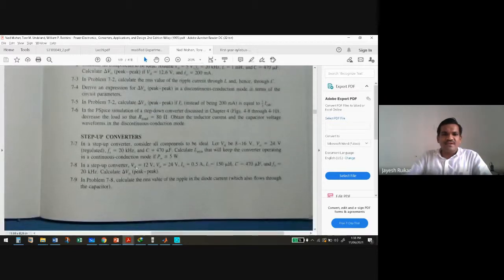Again, you can refer to this problem, problem 7.8. They have given some values, so I will use that input voltage and output voltage value in our problem. Vd, or Vs, is equal to 12 volt, and our output voltage Vo is 24 volt. We'll consider these values, and then we'll take a switching frequency of 20 kilohertz.